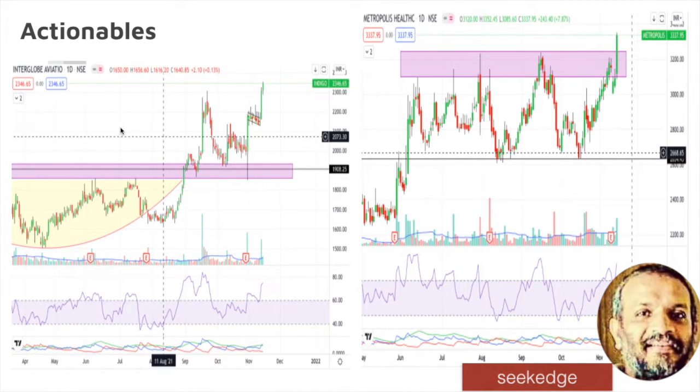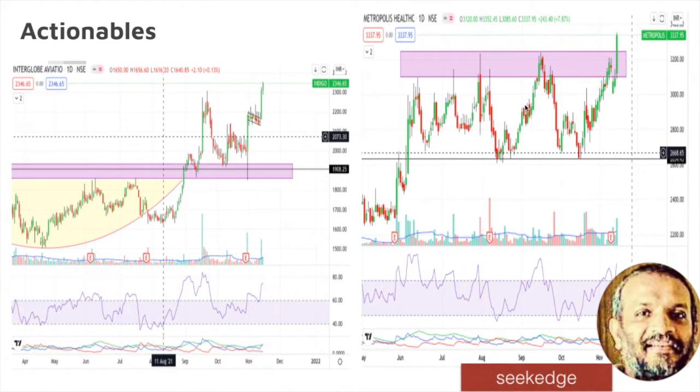Actionable: InterGlobe Aviation continues to be actionable, with a flag and pole pattern which has broken out, and an inverted head and shoulder pattern which has also broken out, so it's super bullish, and momentum is great. Volumes are above average, big volumes, and the trend indicator is also bullish on all time frames. This is a daily chart. So this is clearly a breakout, and it's mostly going to sustain. Keep a stop loss and play the game.